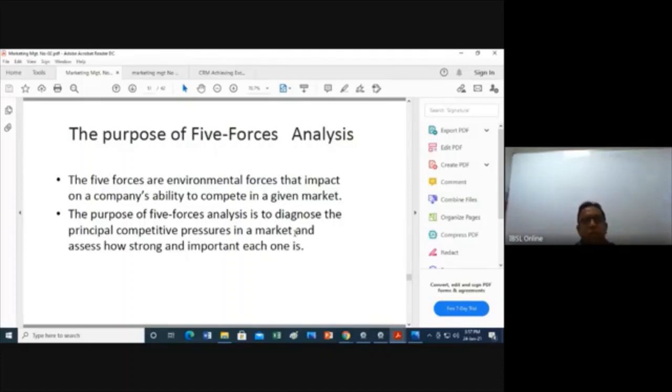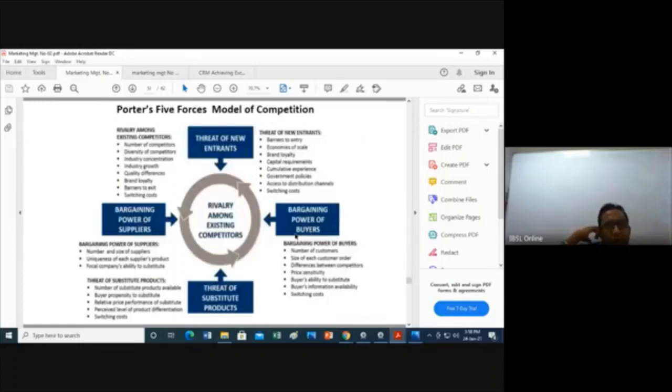The five forces are environmental factors that impact on a company's ability to compete in a given market. The purpose of five forces analysis is to diagnose the principal competitive pressures in a market and assess how strong and important each one is. A famous professor, Michael Porter, introduced this model. So what does the model say? It's talking about five forces or five broader factors.